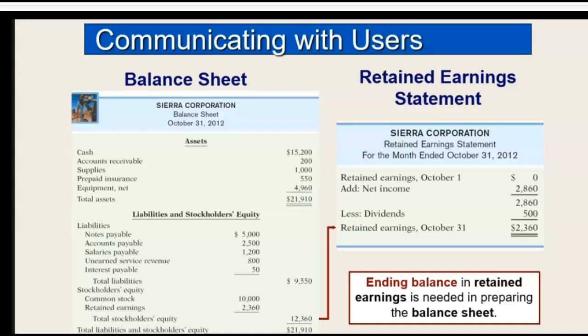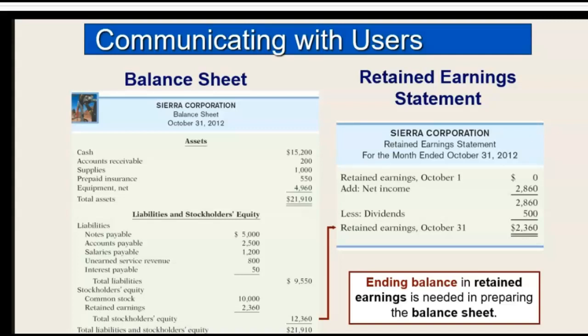Accounts payable. Now, those would be businesses that have supplied the company with either services or inventory or products. Salaries payable, we owe the employees. Unearned service revenue, we'll explain that later. And interest payable. So in total, notice we totaled them up and we carried it to the outside. The total liabilities, $9,550. So the $21,000 does not all belong to the shareholders because we owe people outside the business $9,550. So what is left belongs to the shareholders.